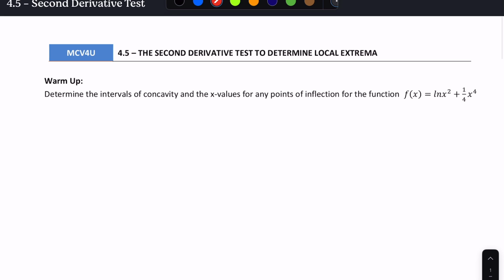Here we can see that in terms of a domain restriction, we can see here again that the ln x cannot be equal to 0. And here, we can rewrite it as f of x is equal to 2 ln x, and that's using the log laws, plus 1 over 4 x to the power of 4.